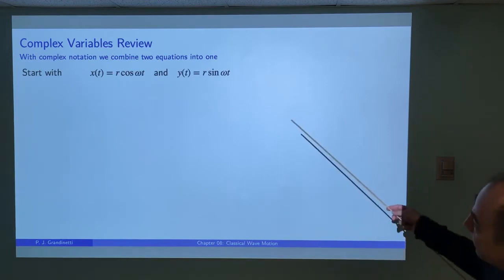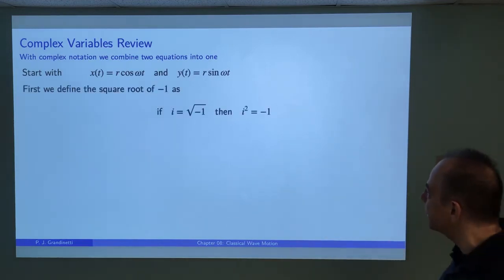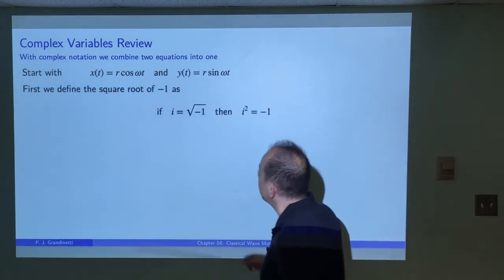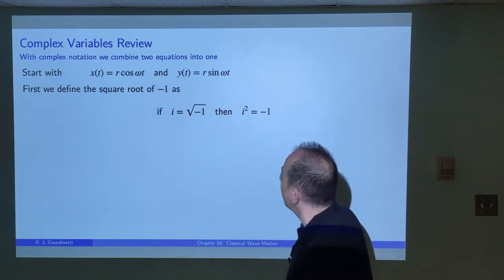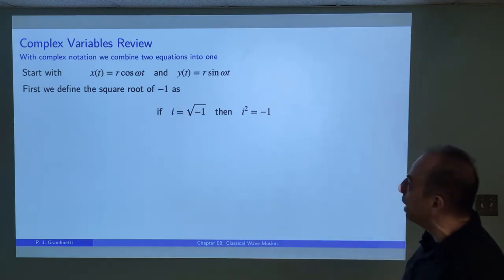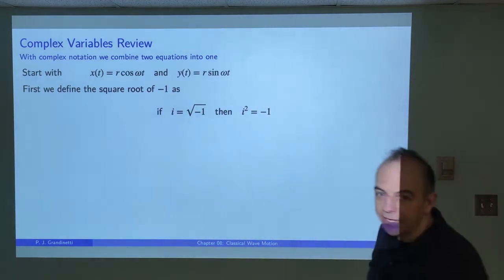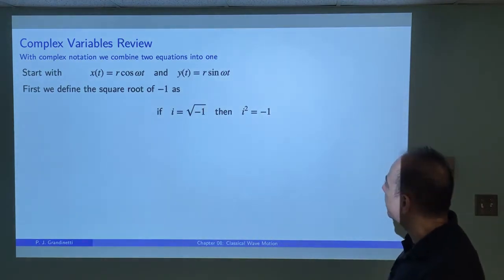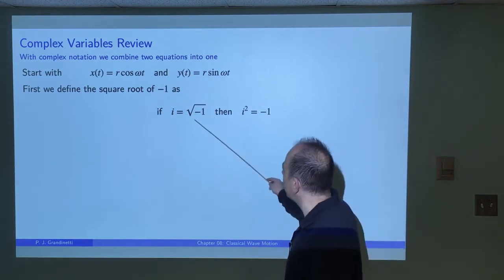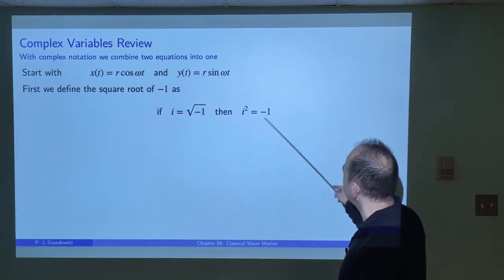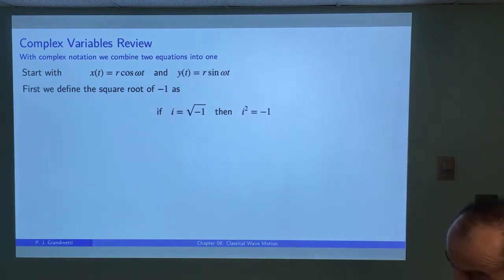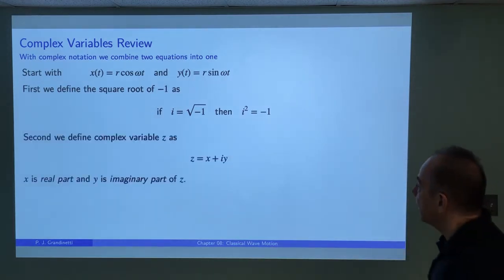So we're going to start with these two equations, and the first thing we're going to do is to find something called i, which is the square root of -1. So this is what's called an imaginary number, an imaginary quantity. The square root of -1, if you take that quantity and you square it, then you get -1. So this gives us some very interesting behavior.